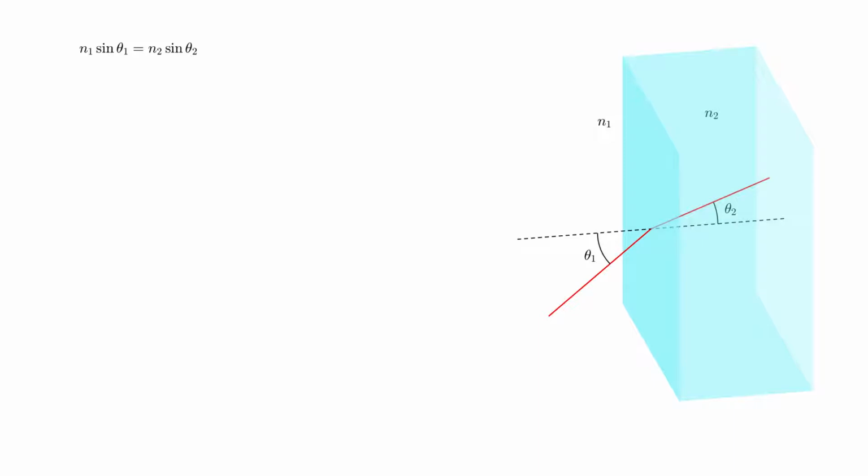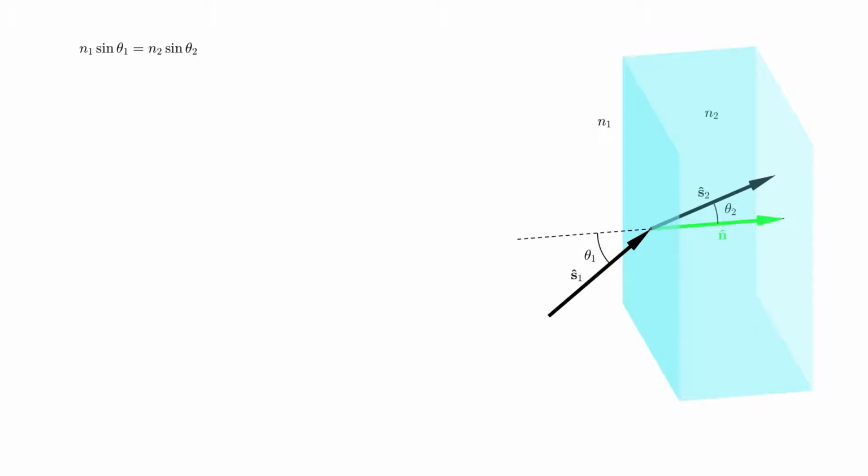Well, in 3-dimensional space, positions and orientations are conveniently described using spatial vectors. So let's define a unit normal vector n hat, perpendicular to the boundary between our two media at the point of intersection. Let's also define a unit vector s1 hat, pointing in the direction of the incident ray, and a unit vector s2 hat, pointing in the direction of the refracted ray.